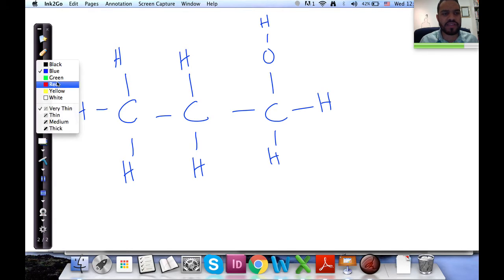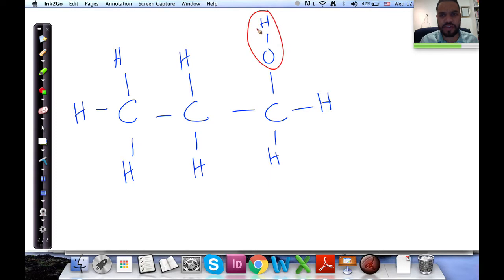Now remember, you need to first look and identify the functional group. So as you can see, the functional group is present over there. And that functional group is known as the hydroxyl functional group, right? The hydroxyl functional group is an oxygen bonded to a hydrogen. Now we need to also count the number of carbon atoms and number them closest to the functional group. So I'm going to start counting from there.